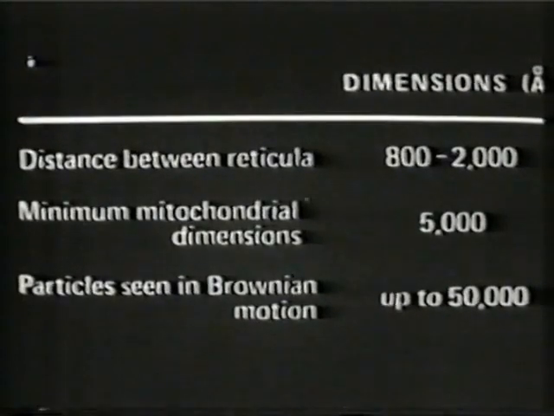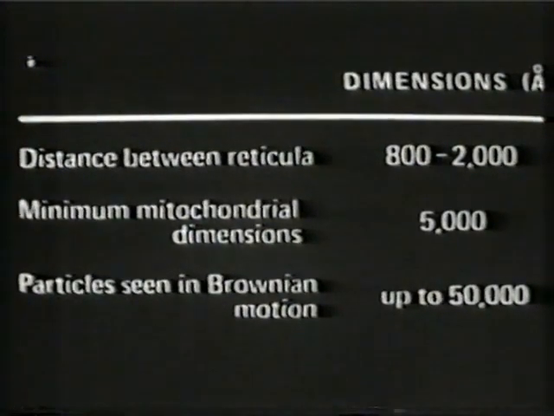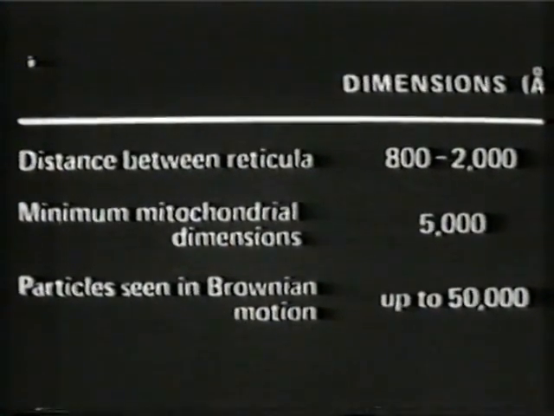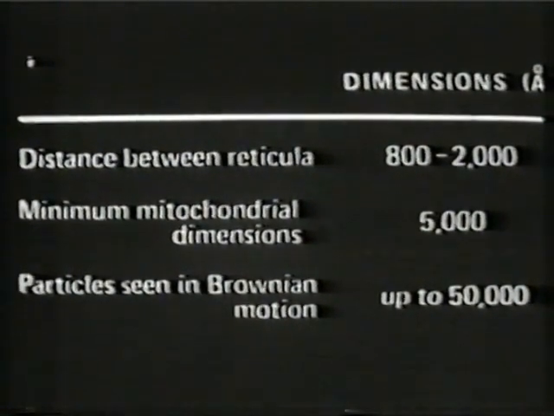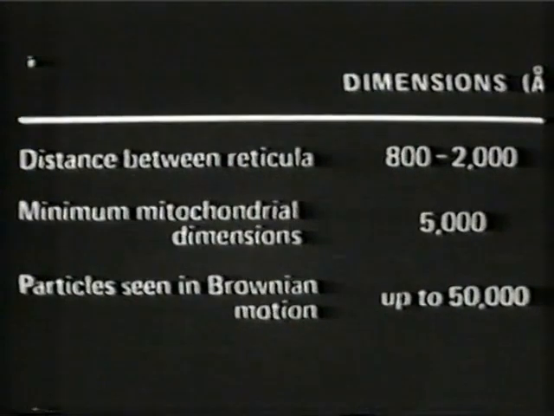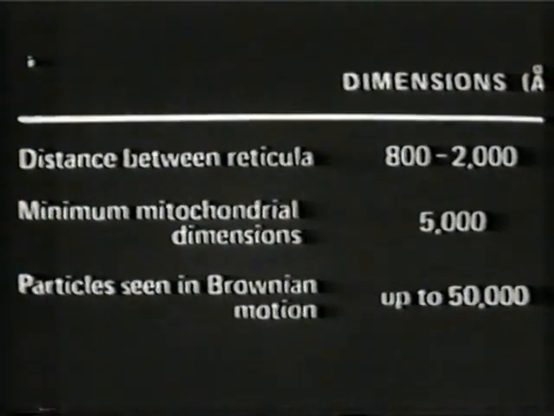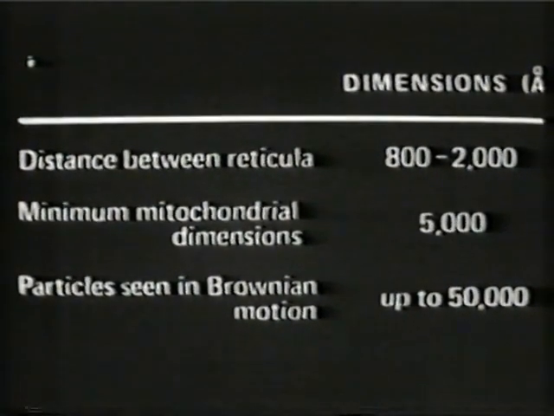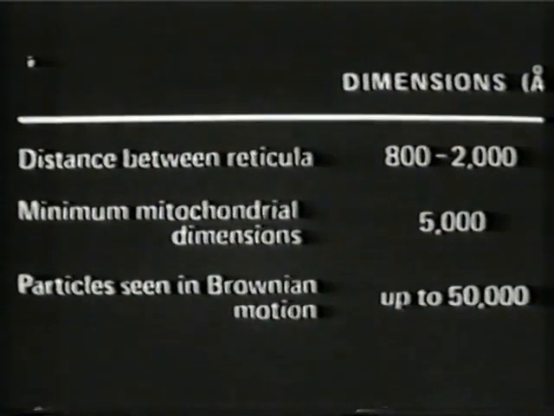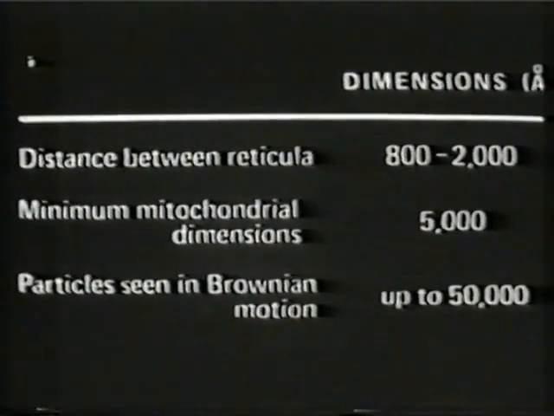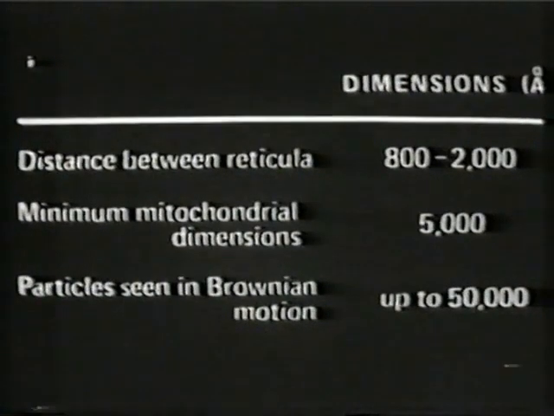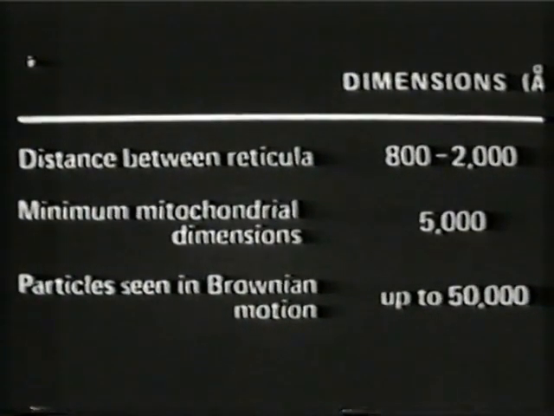The distance between the strands of the reticulum in a number of preparations varies between 800 and 2,000 angstrom units, but mitochondria which appear at least 5,000 angstrom units wide are seen to move freely, and particles up to 50,000 angstroms can be seen in Brownian motion. Of course, the reticulum does not completely fill up the cytoplasm, but the rate of streaming and Brownian movement will be determined by the narrowest space between the reticulum and the cell membrane, which would act as a bottleneck.